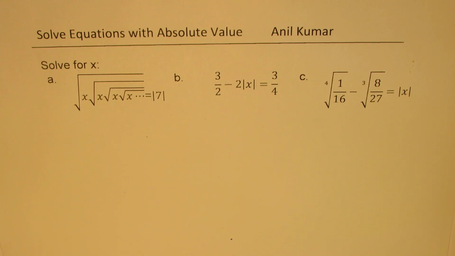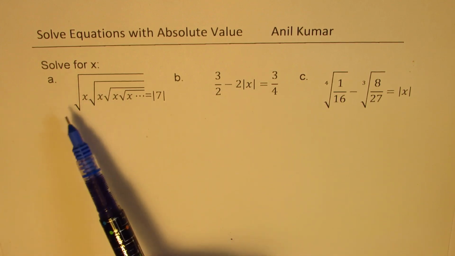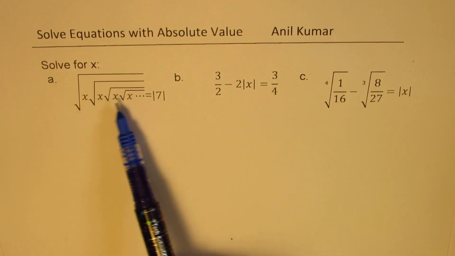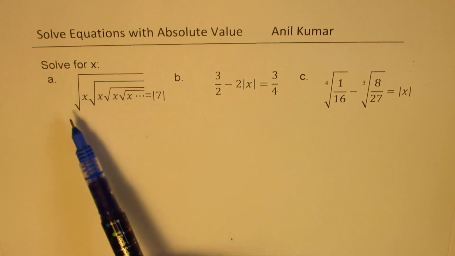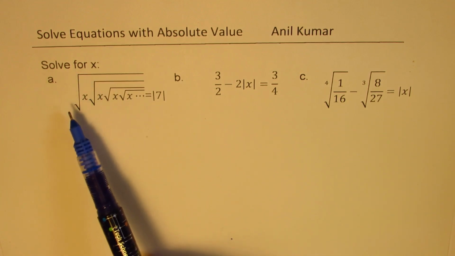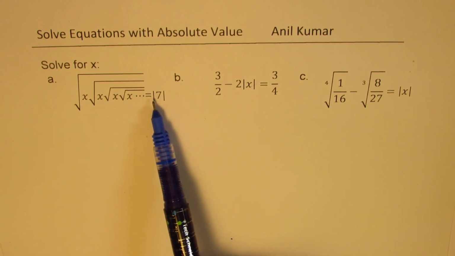Now, in this particular video, we'll talk about absolute functions, and we have taken three equations which are very interesting, and in all, we have absolute function. The very first one is square root of x. Within that, again, we have square root of x, and this is kind of an infinite series, and that series is equal to absolute value of 7. So whenever we have square root, we expect a positive answer. So it is as good as writing 7, right?